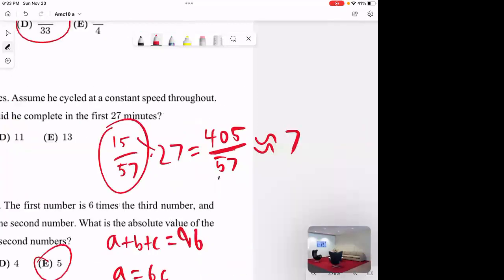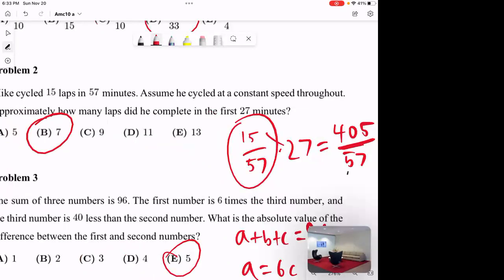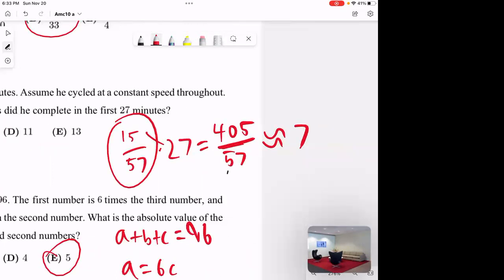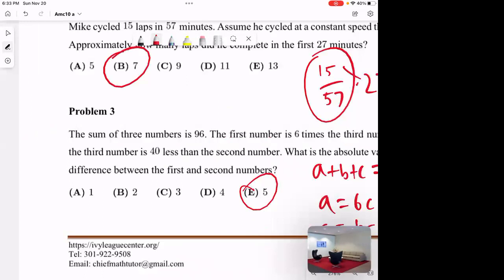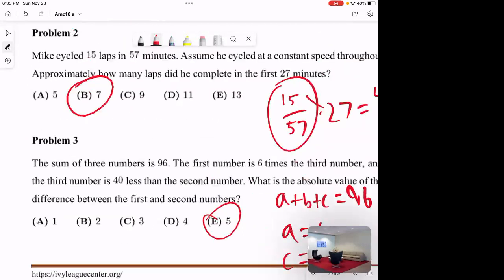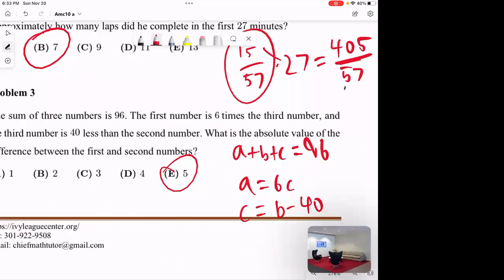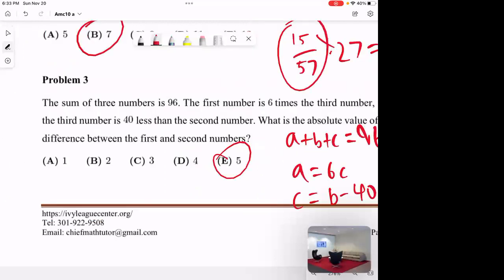We can plug this in and check this because 57 times 7 is 399, I believe, which is the closest to 405. Our next biggest answer, 9, gives us around 500, which is way bigger. So that's how we know it's approximately 7. Then we can move on to number 3, if nobody has any questions.